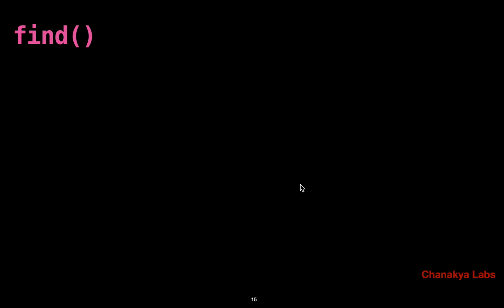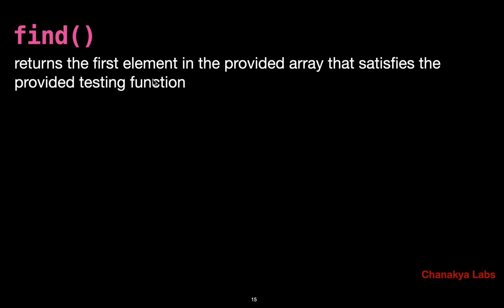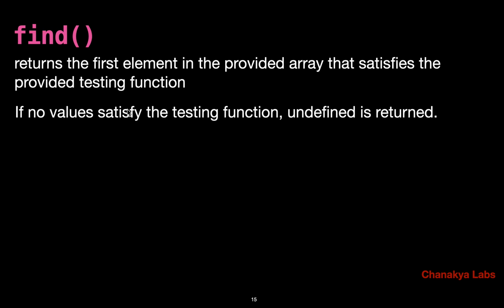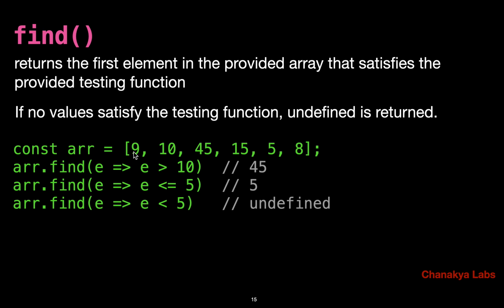As simple as that. Find returns the first element in the provided array that satisfies the provided testing function. Now we provide a testing function as an argument, we'll see that. And if no value satisfies the testing function, undefined is returned. It is something like this: let's say some array is there, and then array.find, and this is the testing function. You can write an arrow function, you can write a normal function, any function you pass, and again you can declare a separate function in a separate variable, and then you can pass that variable here.